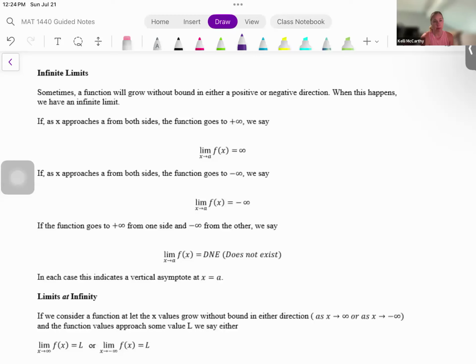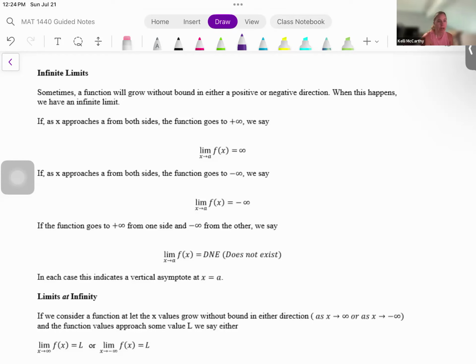If, as x approaches a from both sides, the function goes up to positive infinity, we say that the limit as x approaches a of f of x is positive infinity. If, as x approaches a from both sides, the function goes down to negative infinity, we say the limit as x approaches a of f of x equals negative infinity.